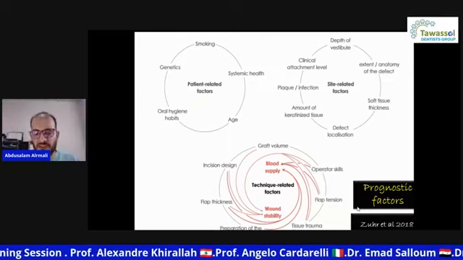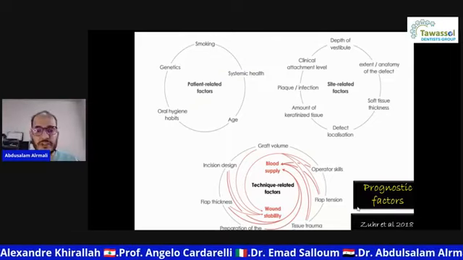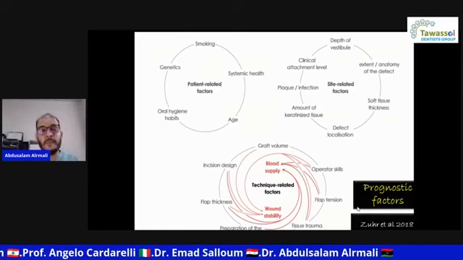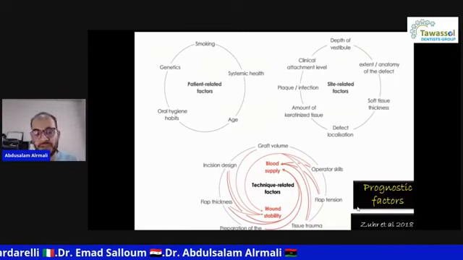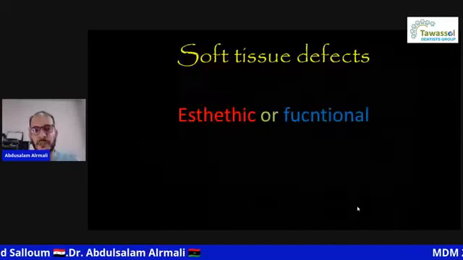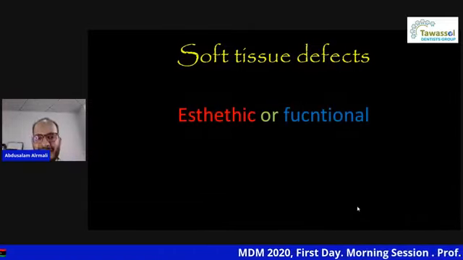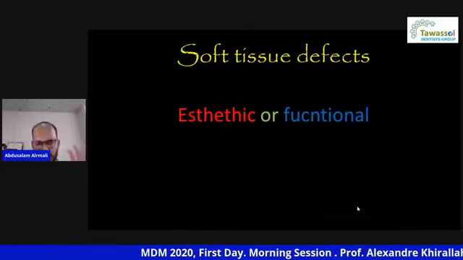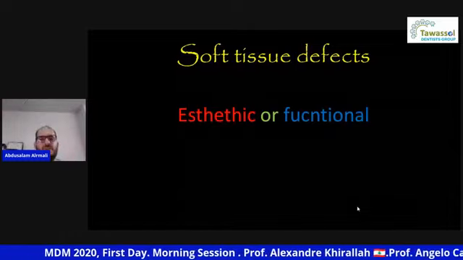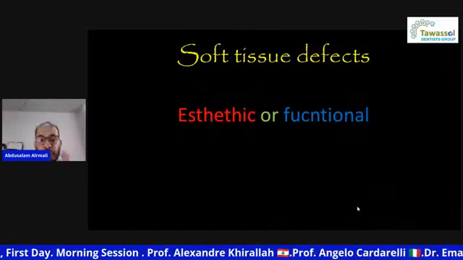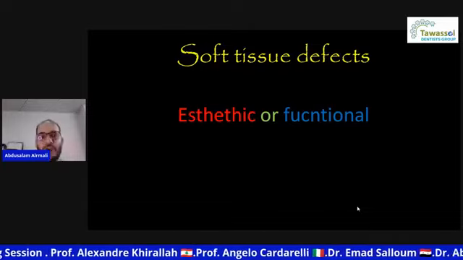This is the prognostic factors by Zuhr and his colleagues, reviewing the many factors you have to consider before doing a soft tissue graft around the implant. First, you have to determine the aim of building soft tissue, horizontal or vertical, to do a peri-implant soft tissue seal. You have to determine whether your implant is in a static zone or in a functional zone.